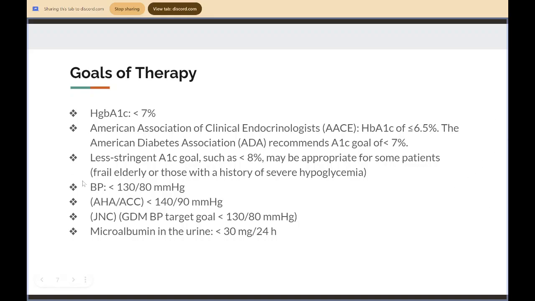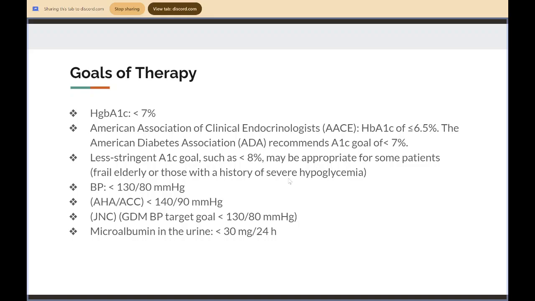Going back to the goals of therapy, we have a less stringent A1C goal, such as lower than 8%, may be appropriate for some patients. For example, frail, elderly, or those with a history of severe hypoglycemia. Now, informally, I've heard from internal medicine docs that below 200 for a random blood glucose is okay, and then you work your way down.